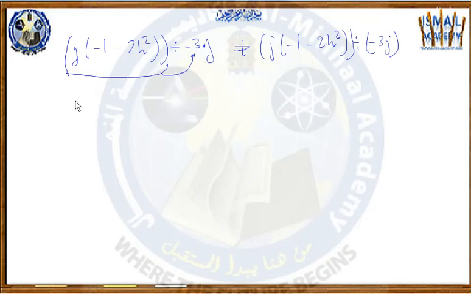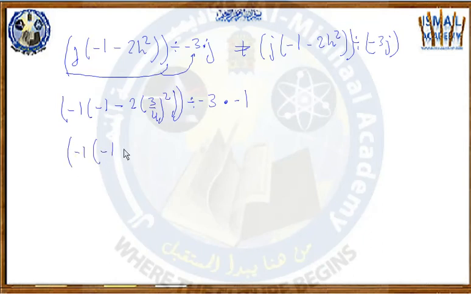Alright, let's plug in. So what I got for j is minus 1, yes? Times minus 1 minus 2. What is my h? 3/4. Is 3/4 squared, yes? Divided by negative 3 times negative 1. Alright? So what I do, I simplify the inside. What is 3/4 squared? So it's going to be 3 squared over 4 squared, yes?